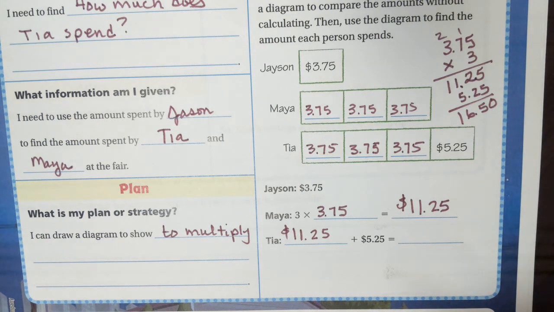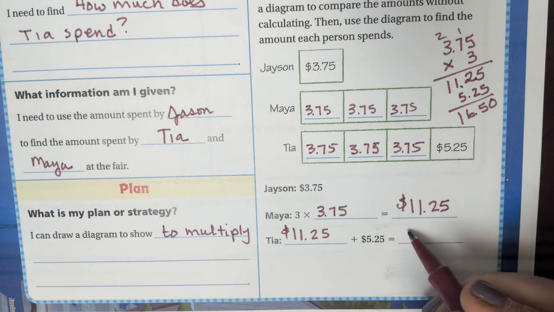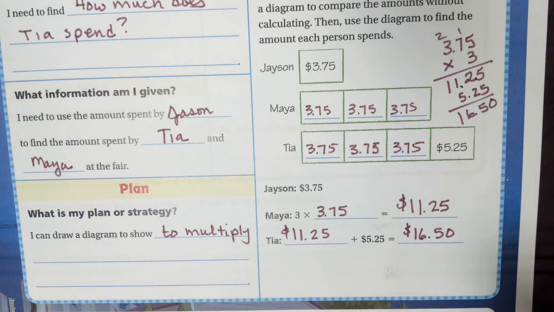Okay. Junior, what did you get for your answer? $16.50. Do y'all concur with Junior? Yes. All right. Let's go ahead to the top of the next page, page number 130.